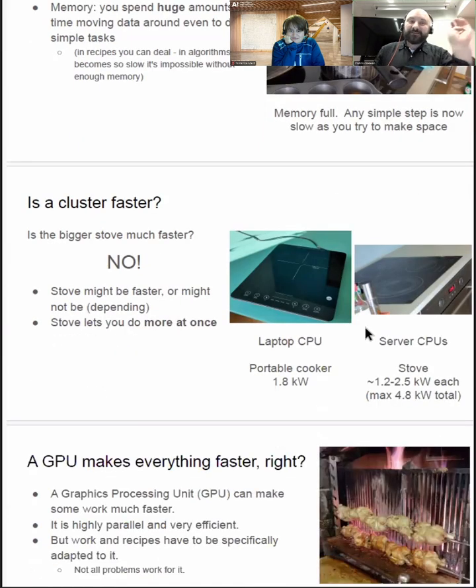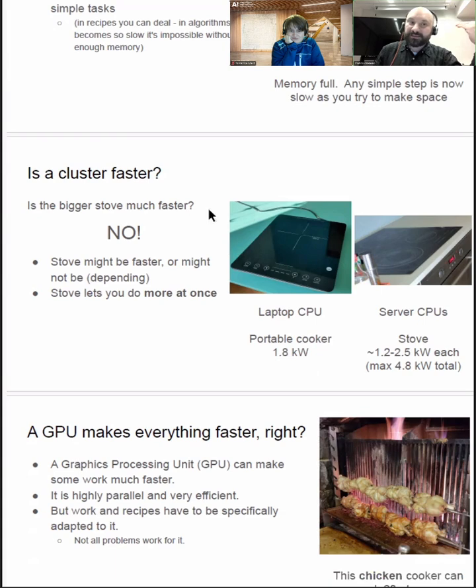Another last thing that I want to mention is that sometimes people have expectations about clusters. Working in a cluster doesn't necessarily mean that it's going to be faster. And here there's a nice example that the laptop processing unit might actually have more power than the stove that has to share all the power with the multiple processing units. So often your laptop as a single processing unit is much faster than the same processing unit in a cluster, in a server.